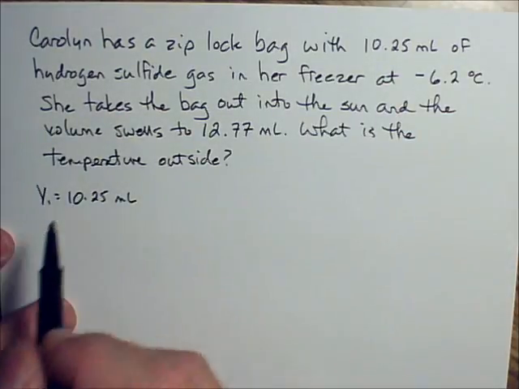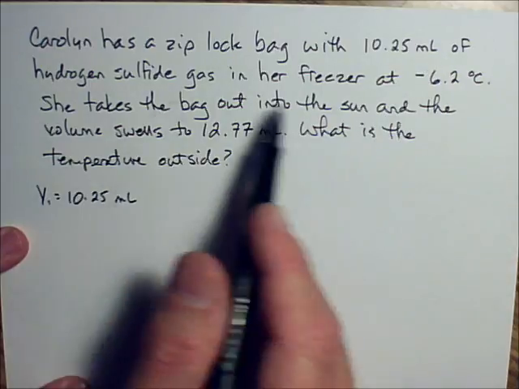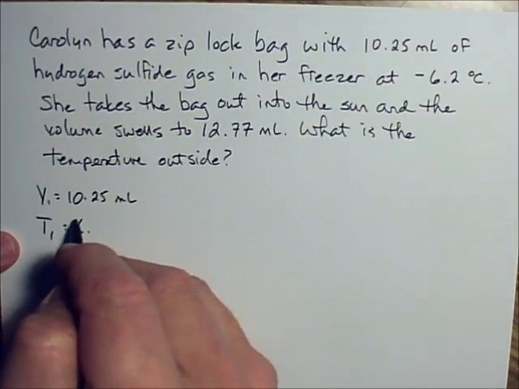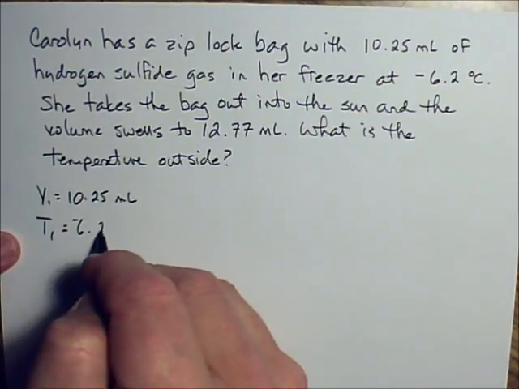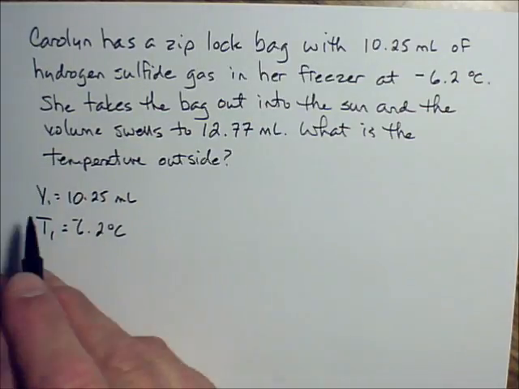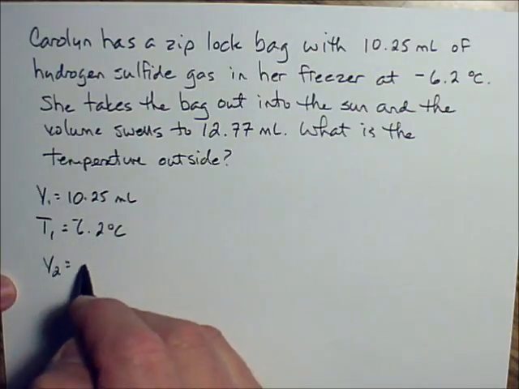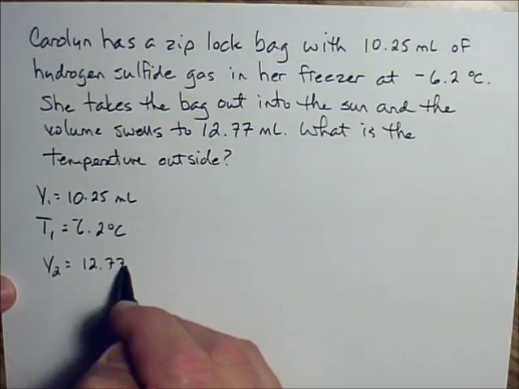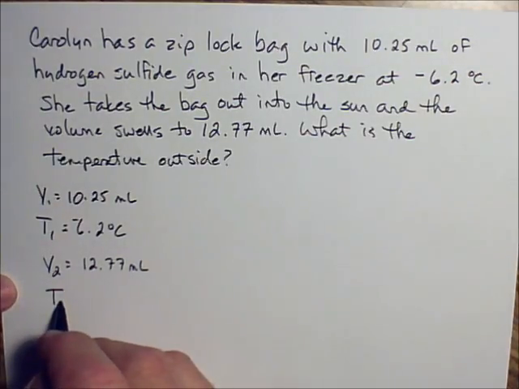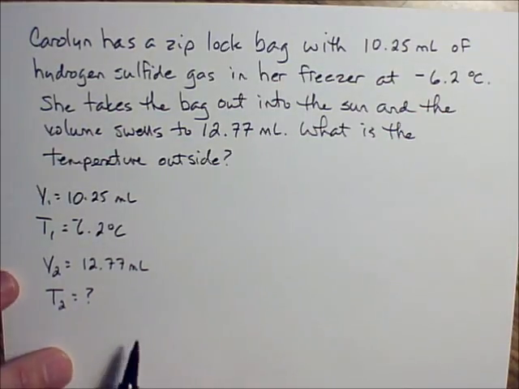Okay, so we're going to solve this problem here. We've got an initial volume of 10.25 milliliters of hydrogen sulfide gas in the freezer with a temperature of negative 6.2 degrees C, which we're going to have to change to Kelvin. We take it out in the sun, the volume swells, so volume 2 is 12.77 milliliters. And the question is, what is the temperature outside? Okay, so we don't know what it's going to be. We're going to figure it out.